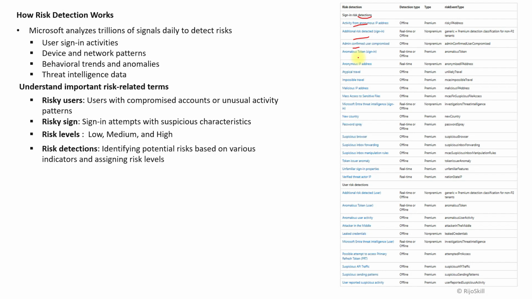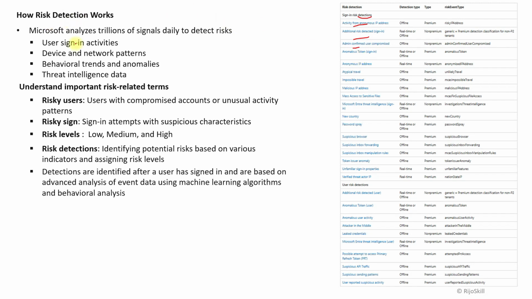Risk detection identifies potential risk based on various indicators and assigns the risk level. These terms are very important: risk user, risk sign-in, risk level, and risk detection. Detections are identified after user sign-in, based on advanced analysis of data using machine learning algorithms and behavior analysis. Microsoft analyzes each behavior or pattern and detects whether it is a malicious attack or something else.